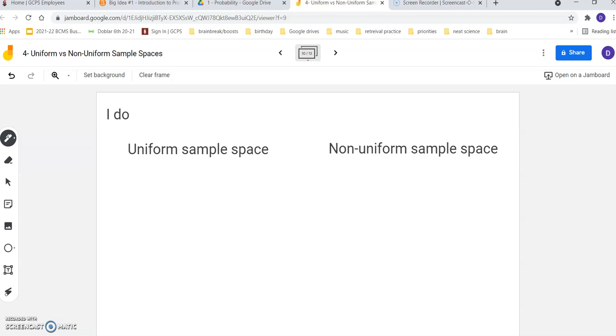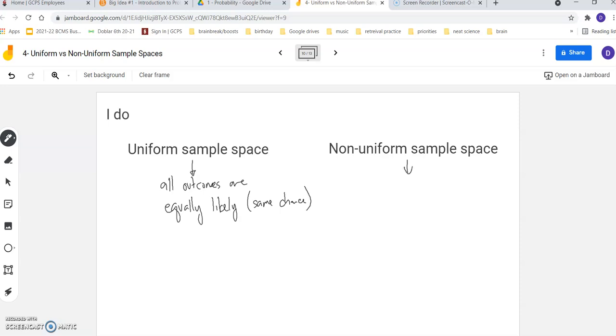So rather than just talking about sample spaces, from now on I want to be able to talk about a uniform or a non-uniform sample space. Before I show you some, I thought it'd be best to just tell you what they are. So in a uniform sample space, all outcomes are equally likely. So all the possible outcomes in a uniform sample space are equally likely. You have the same chance, or same probability, of getting every outcome.